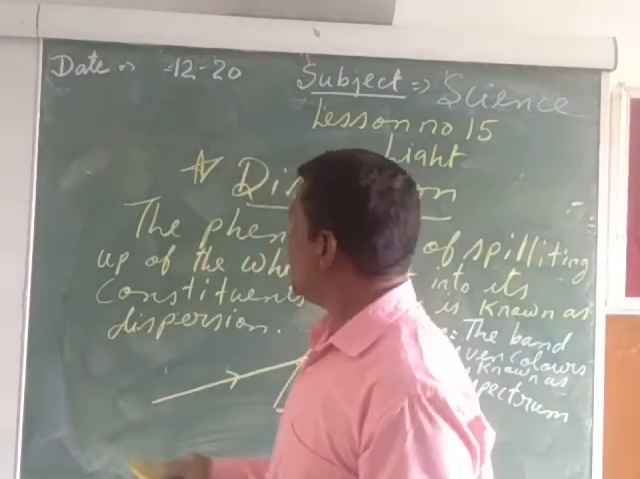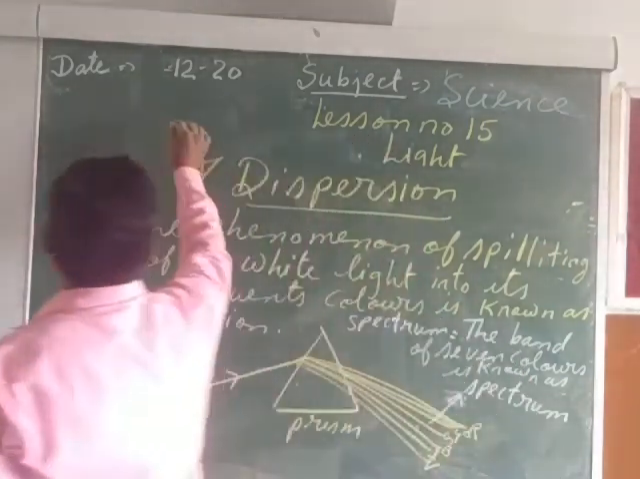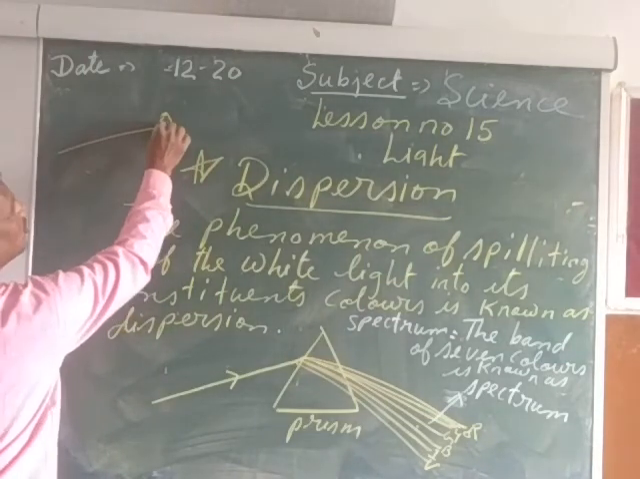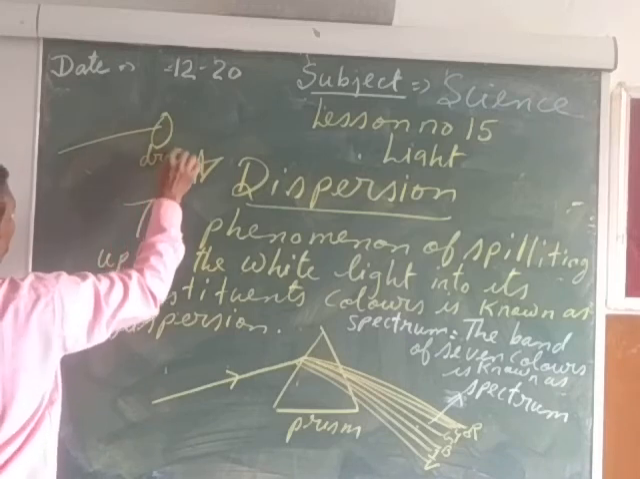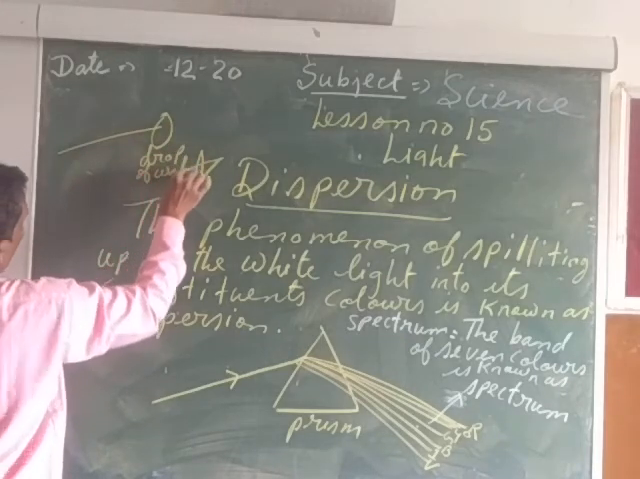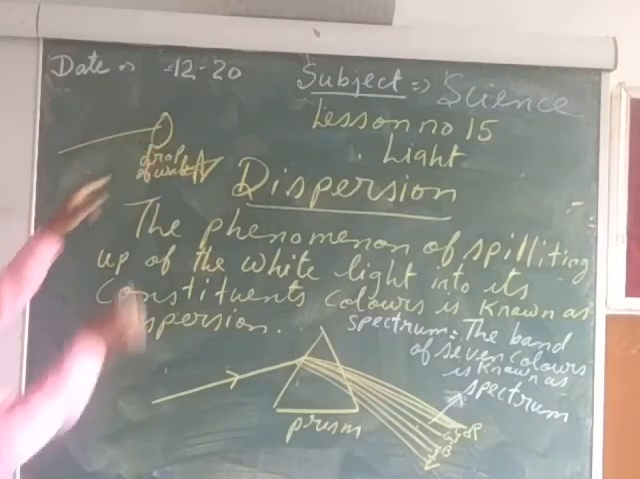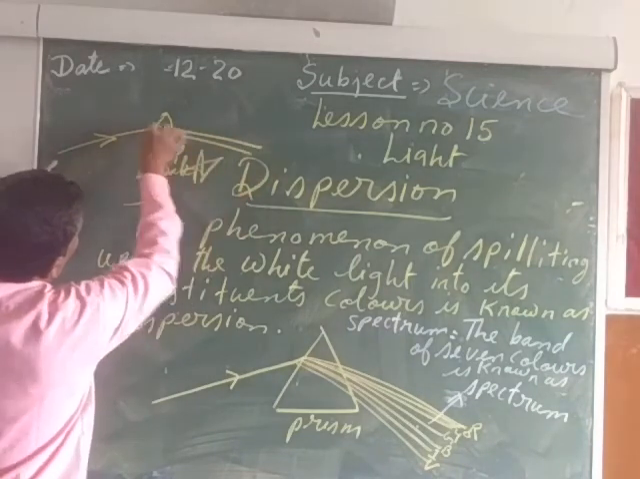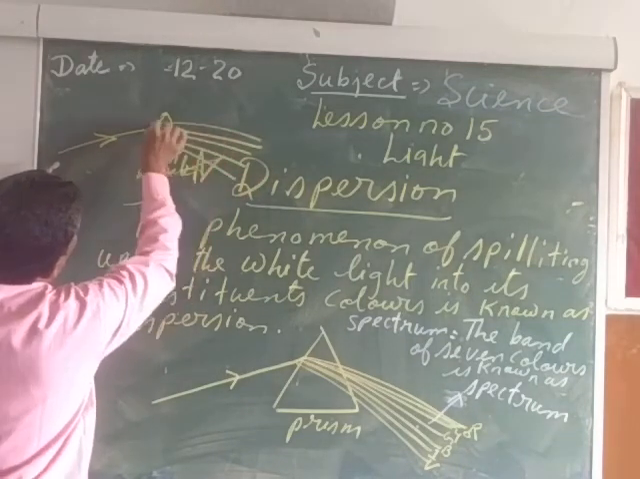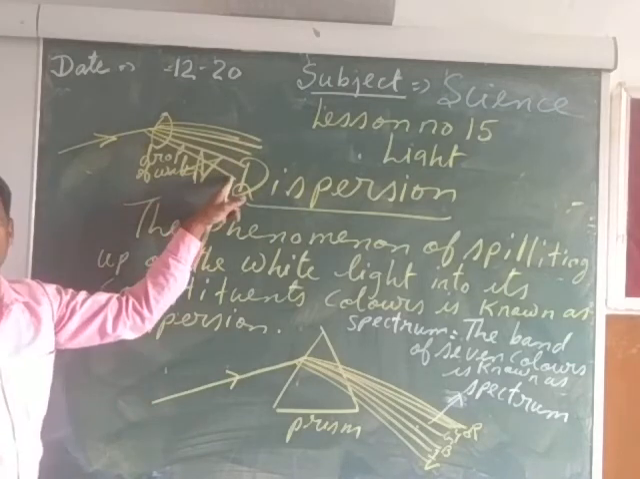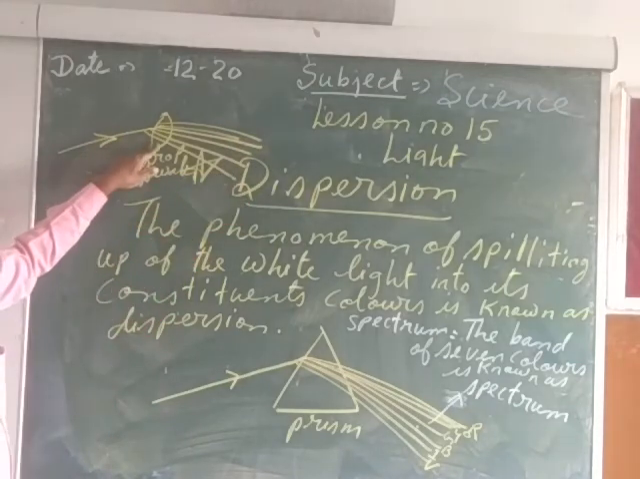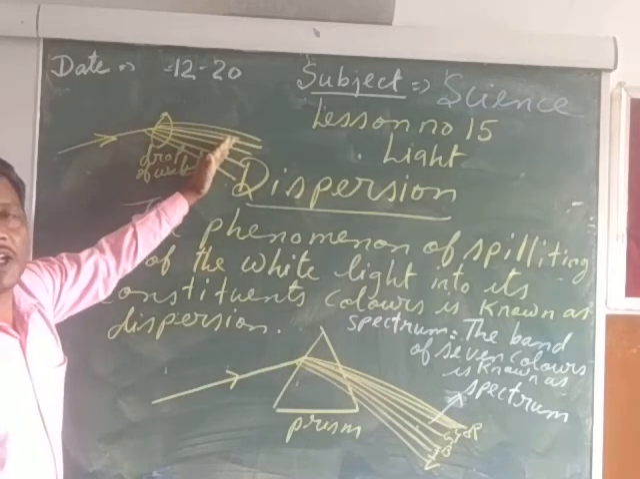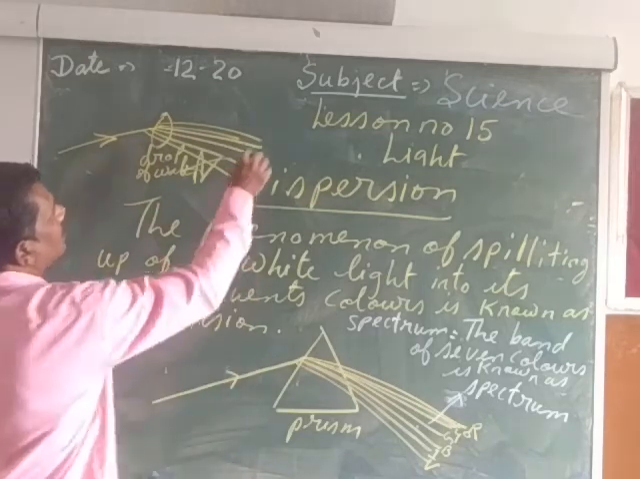So in the same way, now let us see how the rainbow is being formed. Suppose this is a drop of water. When the white light is passing through the drop of water, it is spreading up into the 7 constituent colors. Then we are getting a beautiful rainbow.